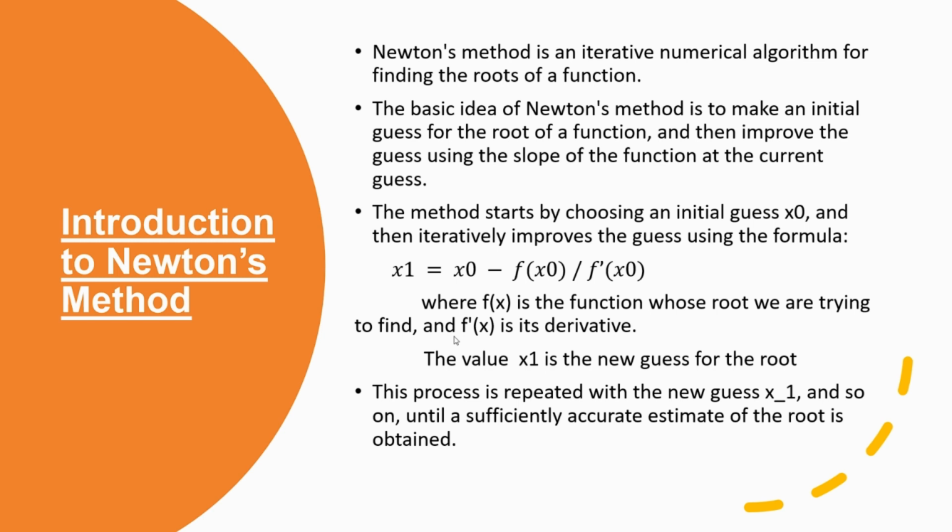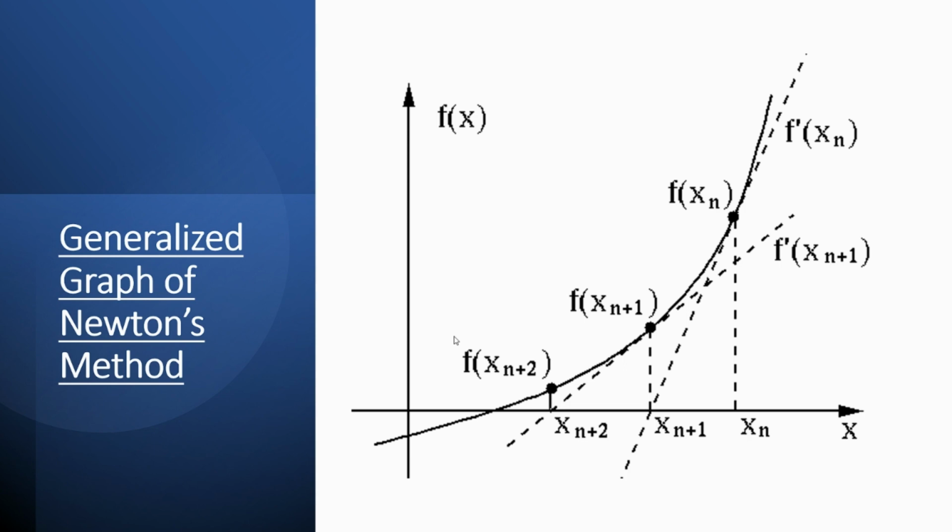The method starts by choosing the initial guess x0, then iteratively improves the guess using the formula x1 = x0 - f(x0)/f'(x0), where f(x) is the function whose root we are trying to find and f'(x) is its derivative. The value x1 is the new guess for the root. This process is repeated with the new guess x1 and so on until a sufficiently accurate estimate of the root is obtained. This is the generalized graph of Newton's method.